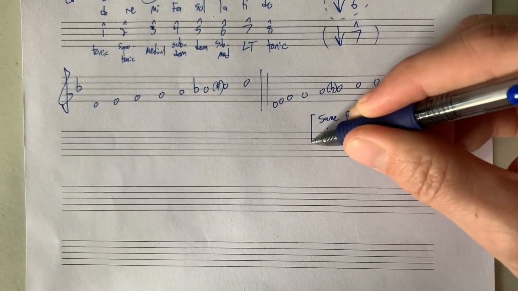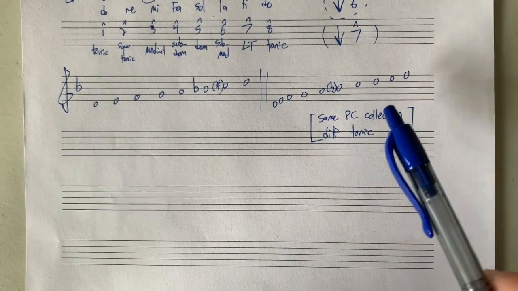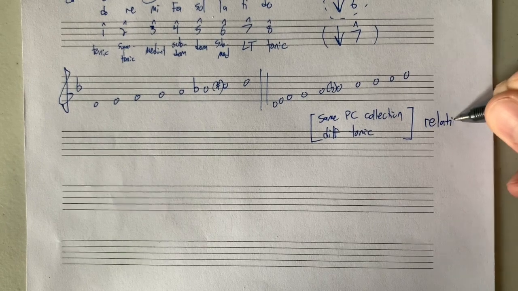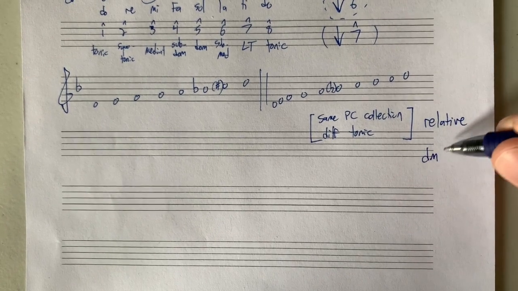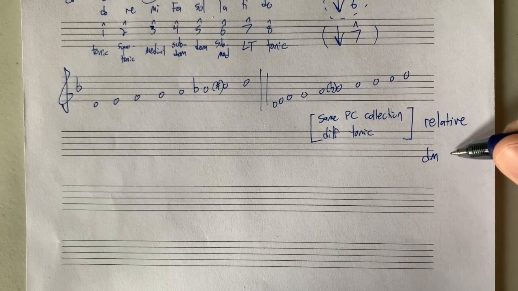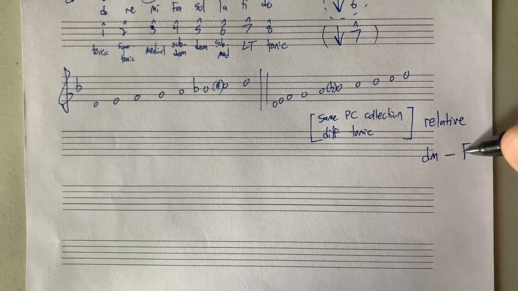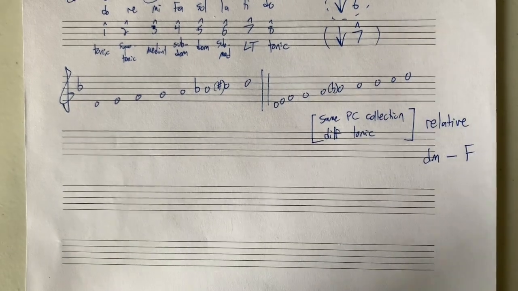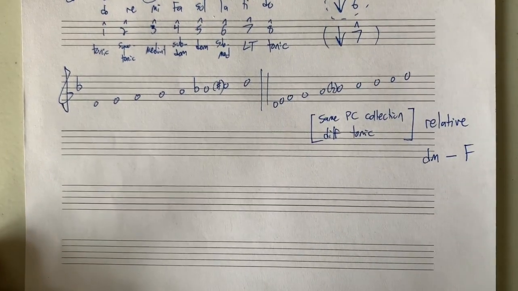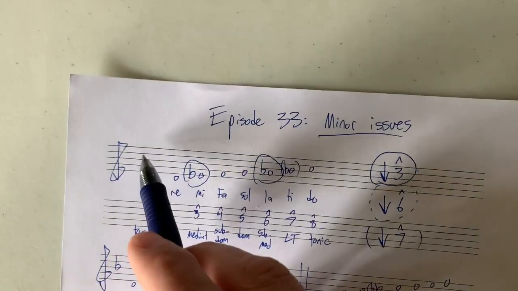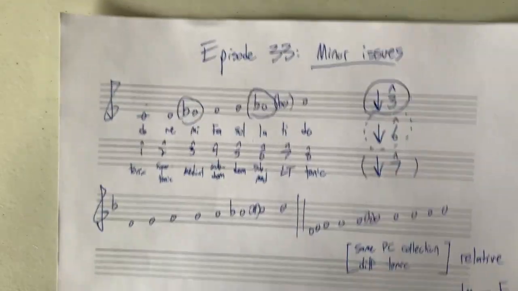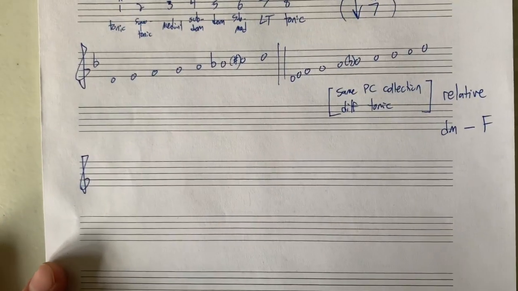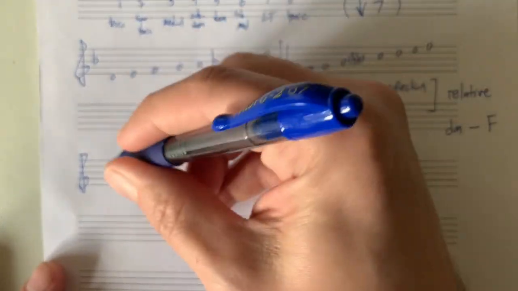When we have two different scales that have the same pitch class collection but a different tonic, we call that relationship relative. So D minor is the relative minor to F major, and F major is the relative major to D minor. And nowadays, that's how we do our key signatures. So let's go back to C major, right? The relative minor to C major is A minor, and the key signature for A minor is just no sharps or flats. Let's write an A minor scale.